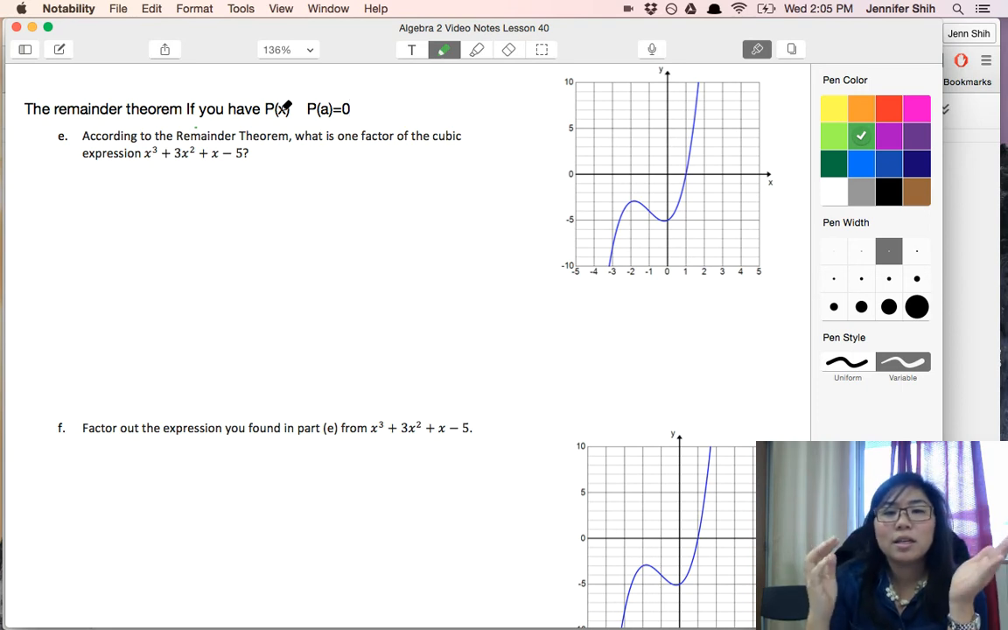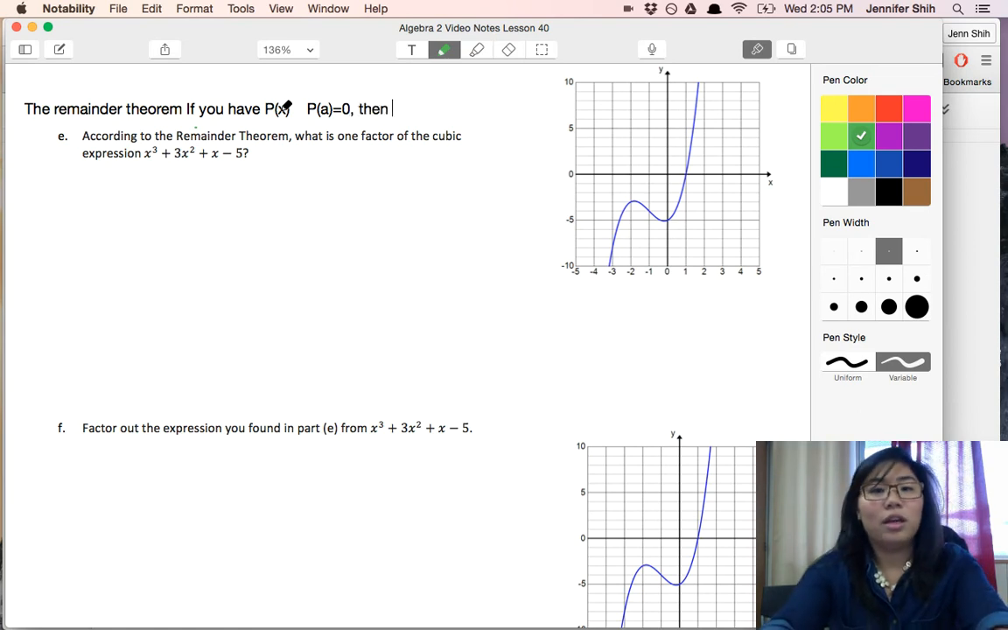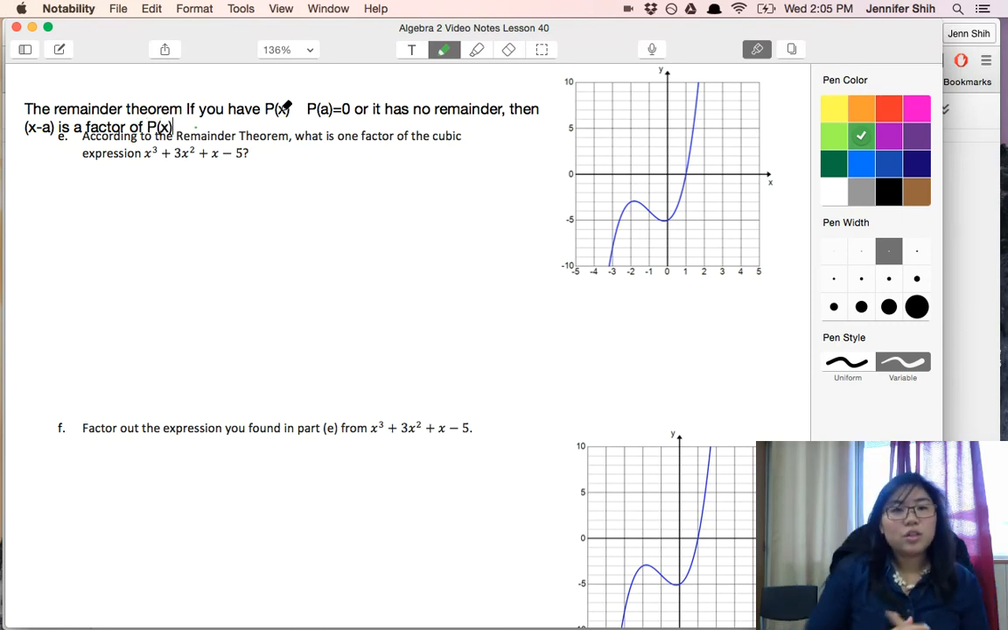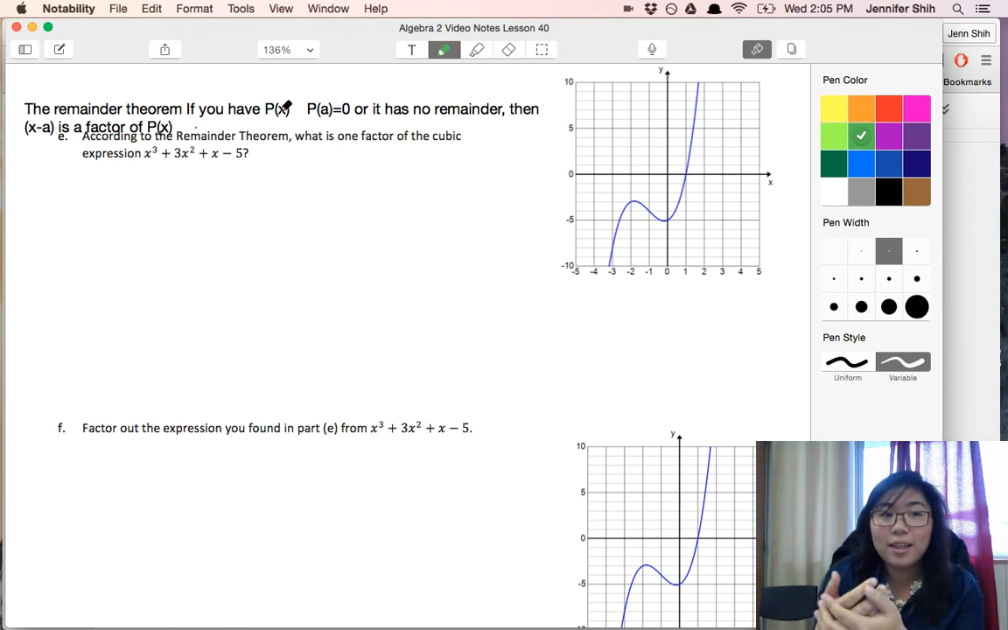If that makes the equation equal to 0 with no remainder, then x minus a is a factor of p of x. So what we're doing is we are testing our solution to see if there is a remainder in our polynomial function. If it's equal to 0, that means there's no remainder, and that means that x minus a is a factor of p of x.